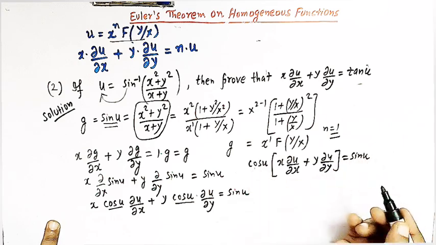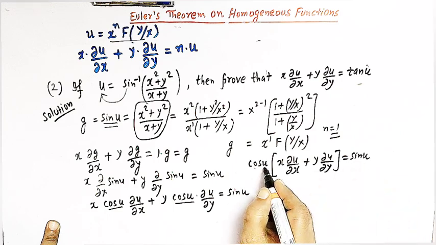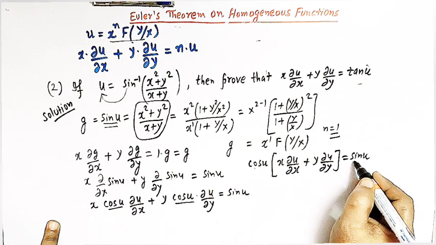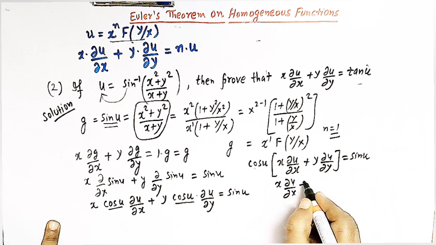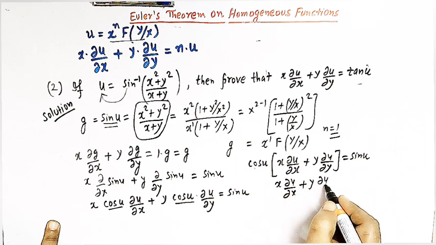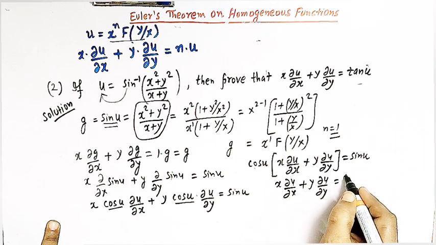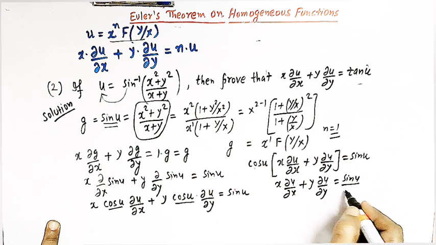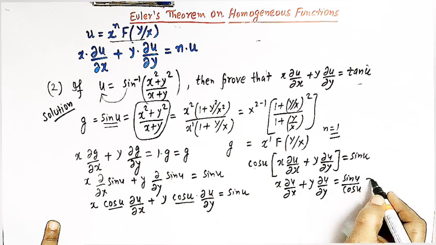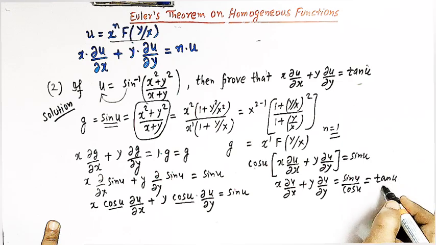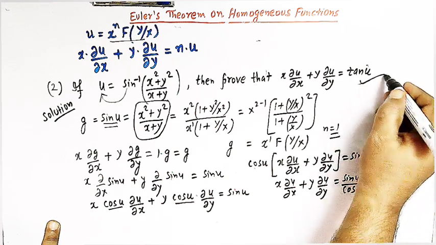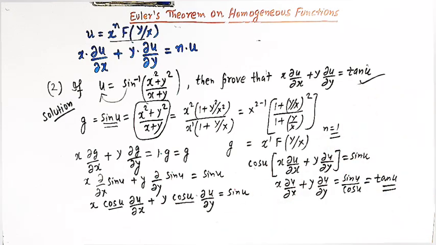Now taking this sine u, cosine u in the denominator of sine u, we have x del u over del x plus y times del u over del y is equal to sine u over cosine u, and sine u over cosine u is tan of u, right? So this is our desired result.